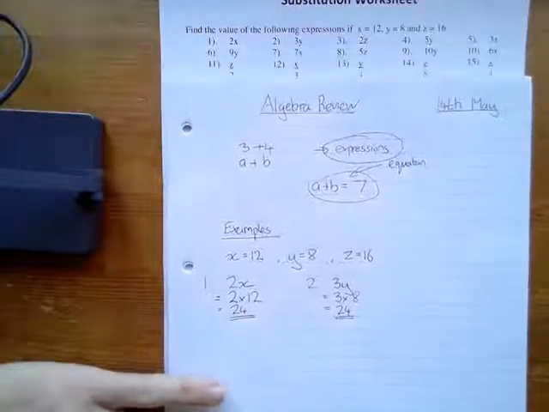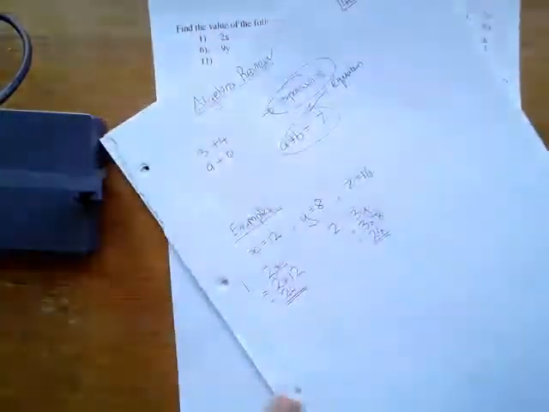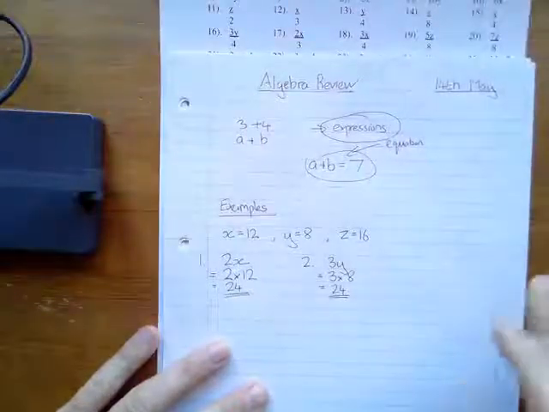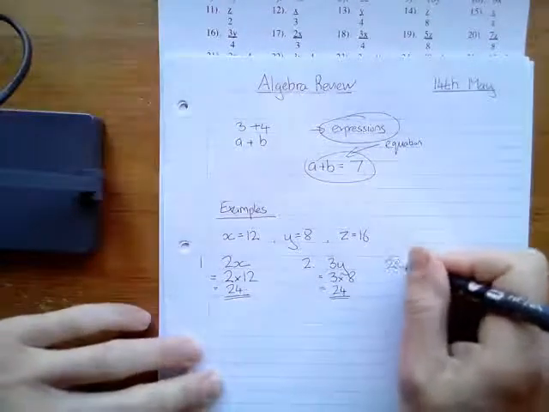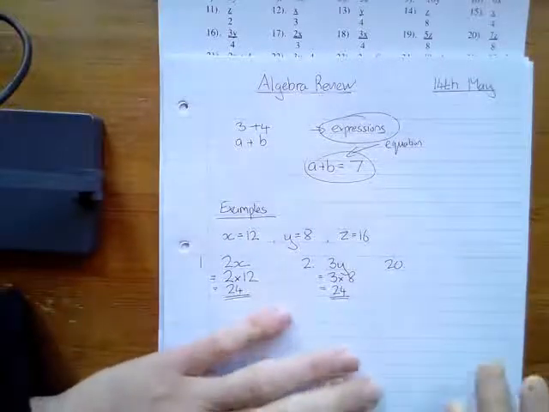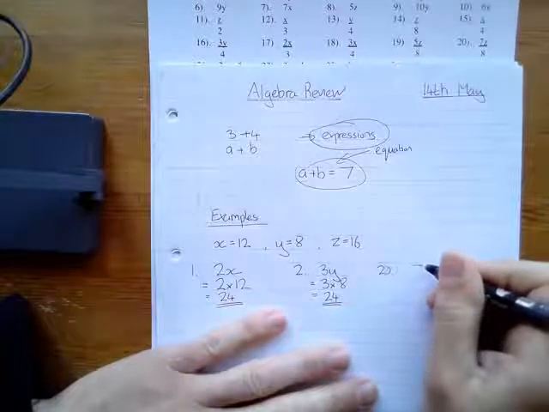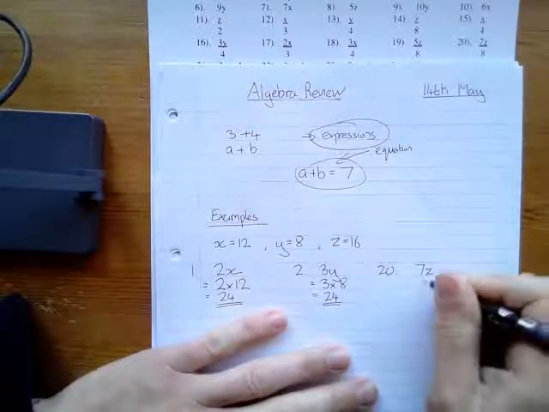Let's skip to some of the later ones. Let's have a look at, for example, question 20. I don't know why I chose 20. I'm just skipping around. I think it's because it's got a z in it and it's got a fraction-y thing in it. So I can show you this. 7z over 8.